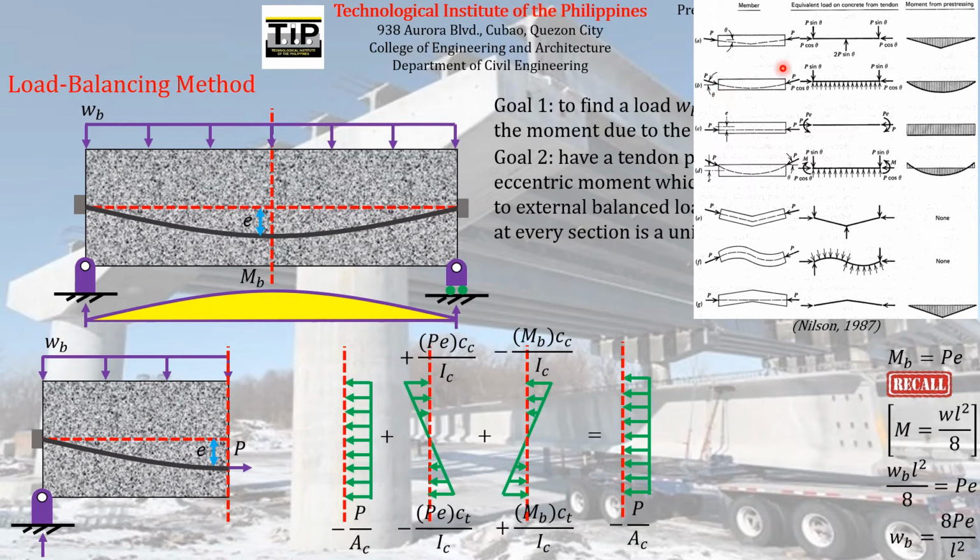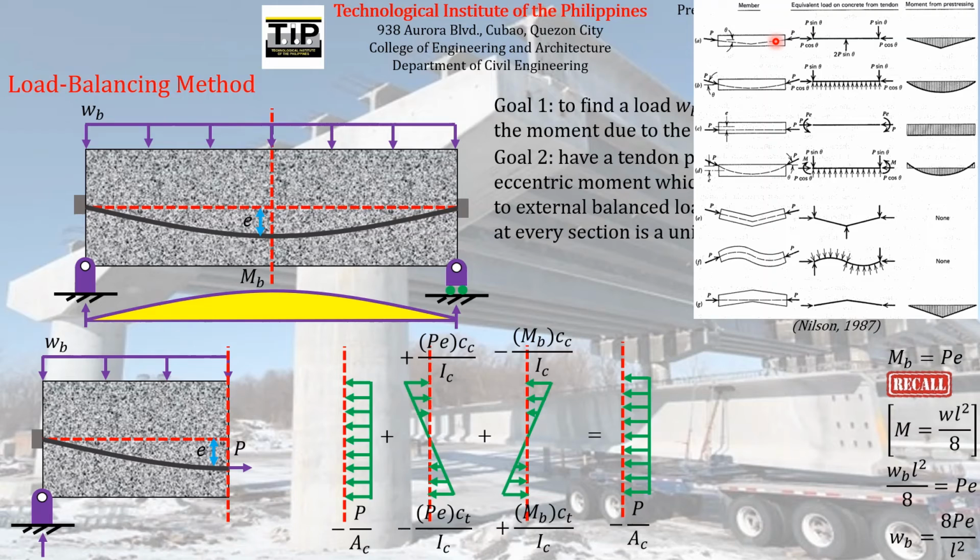Say, for example, in this case, if we apply a concentrated load acting at midspan that points downward, it will have a moment diagram that will look like this, although it is just inverted. So in order for us to counteract all of those bending moments produced by a concentrated load acting at midspan, we must have a tendon profile same as this. So we must have what we call a harp tendon profile such as this.